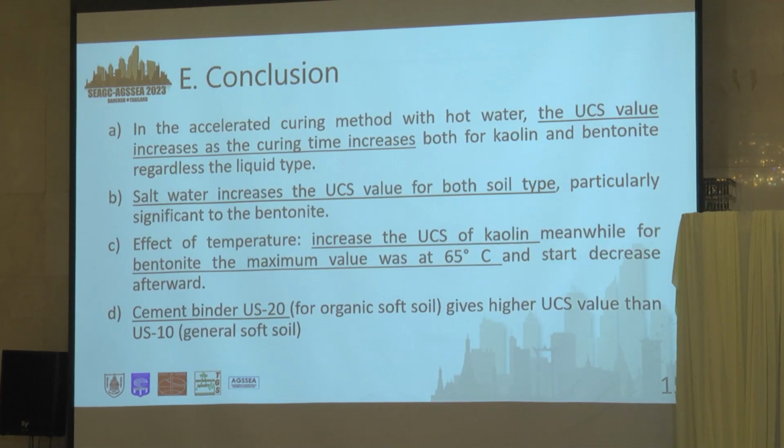So the conclusion: in the accelerated curing method with hot water, USS value increases as the curing time increases, for both kaolin and bentonite. Salt water increases the USS value significantly for bentonite, and slightly for kaolin. Meanwhile, for bentonite, the maximum was at 65 Celsius and it starts to decrease afterward. Cement-based binder US20 shows a higher USS value than US10.